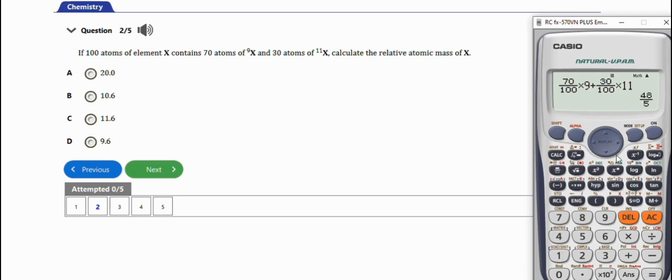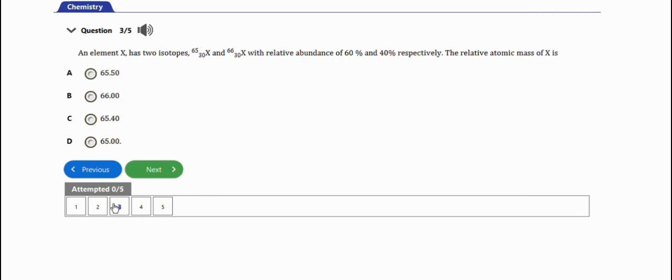We have it like this. Put it in decimal, press S-D: 9.6. The right option is option D. So that's how you can solve this kind of problem. The next question, let's wipe this, will be this one. It says an element X has two isotopes, with relative abundance of 60% and 40% respectively. The relative atomic mass of X is... so let's bring the calculator and solve this as well.